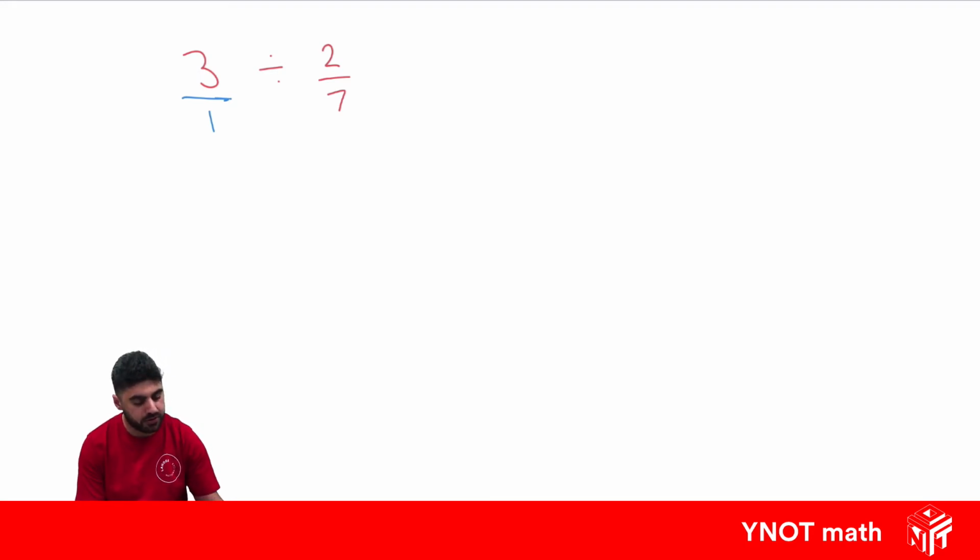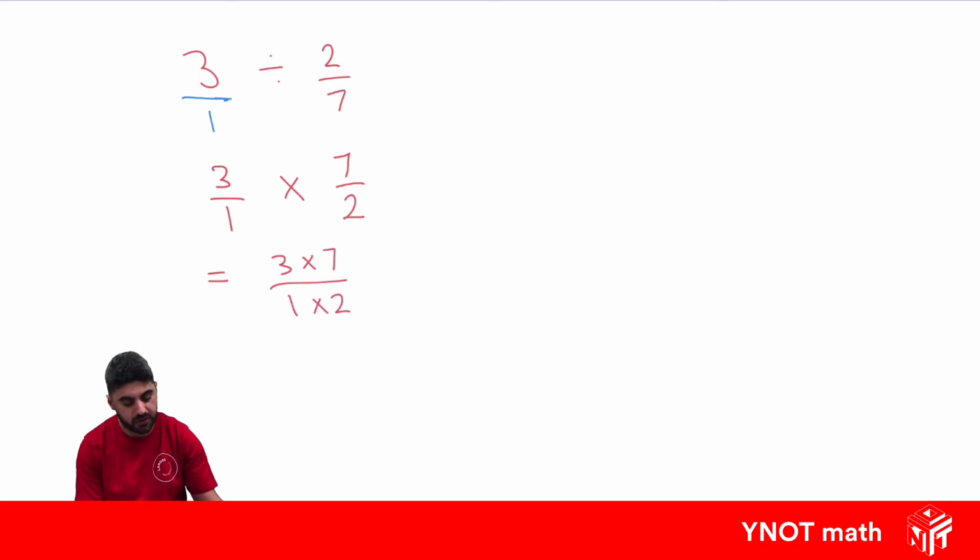And now we can do what we just learned. We're going to keep our first fraction the same. We're going to flip our second fraction, which is actually called finding the reciprocal. And then we change our division sign to a times sign and do it just like normal multiplication. Numerator times numerator over denominator times denominator. 3 times 7 is 21. 2 times 1 is 2. And we get our final answer of 21/2 because it can't be simplified.